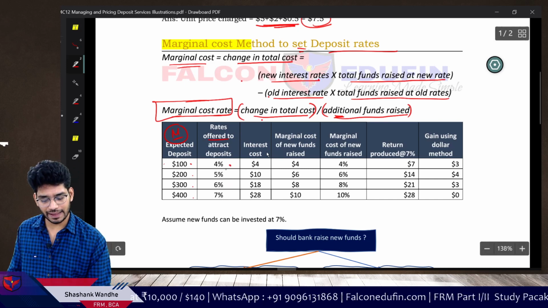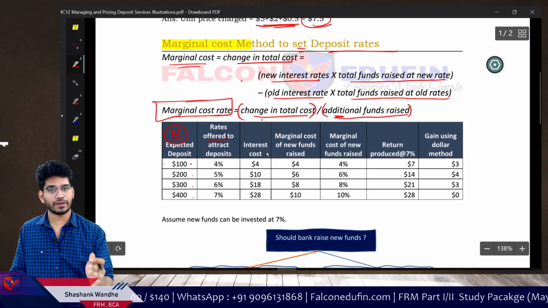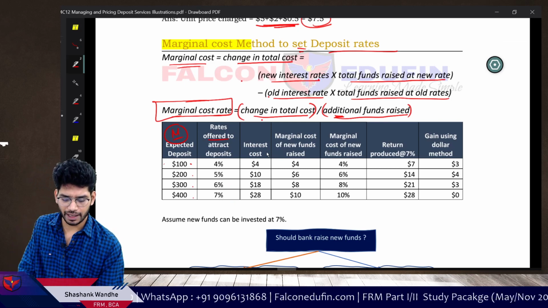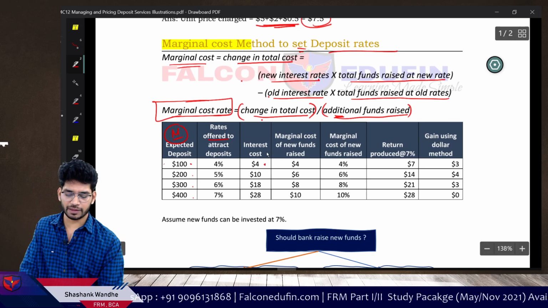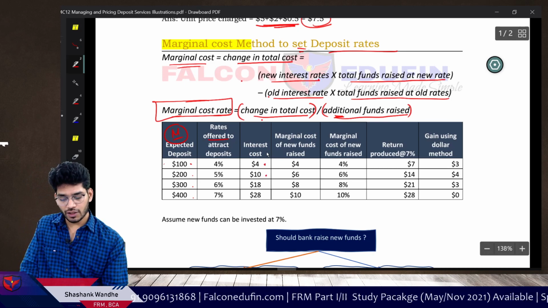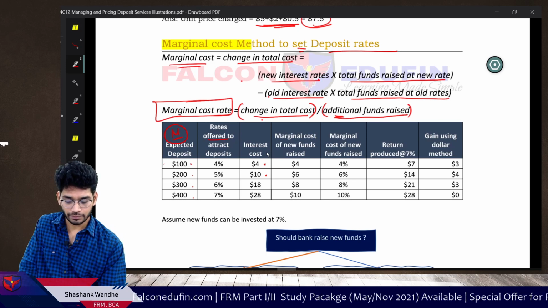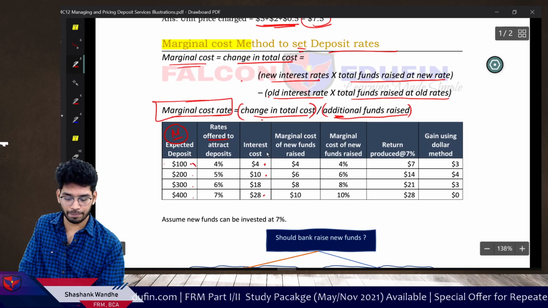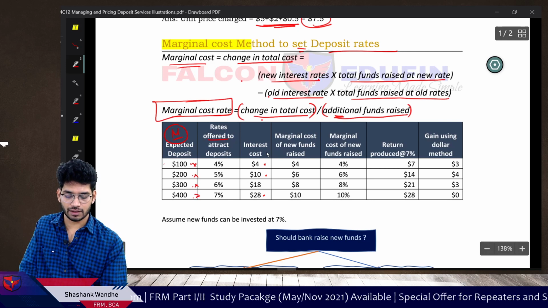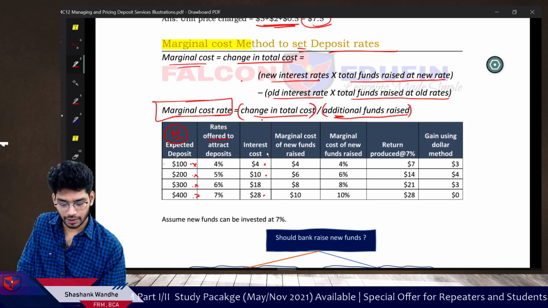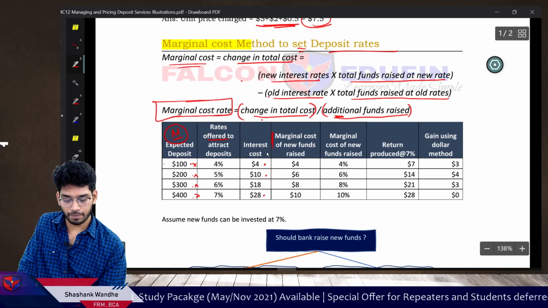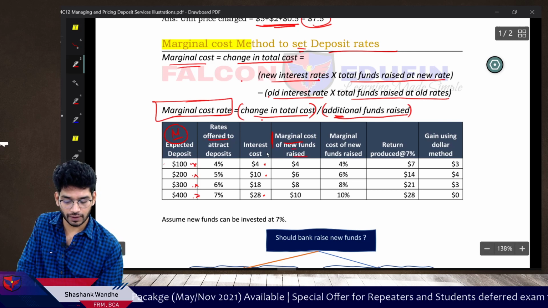If you use these rates, what will be your interest cost? Of course, 100 multiplied by 4%. Then 200 multiplied by 5% is $10 million. So $4 million, $10 million, $18 million, and $28 million. This is simple multiplication. That is the interest cost. Very simple.